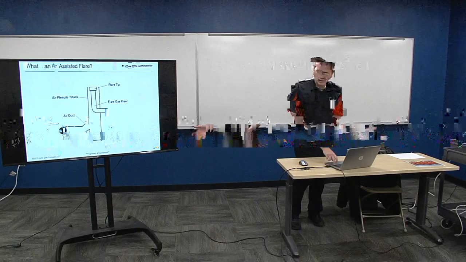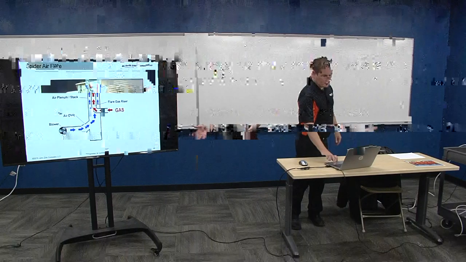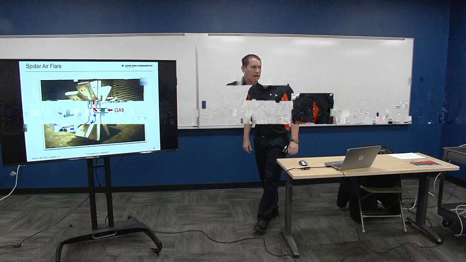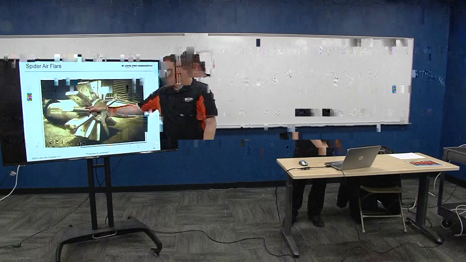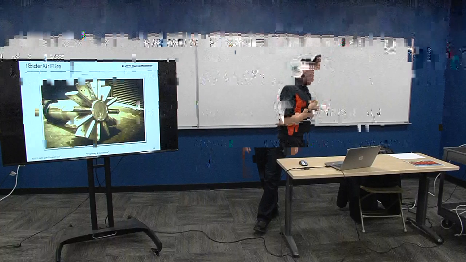So as you see here, you've got the air that'll come up, the gas that'll come up, and they mix there at the top, so you can get good combustion. This is a picture of what one of these air tips or gas tips looks like that would go inside an air plenum. If you imagine, there's another pipe around that that allows the air to come up and mix with the gas that comes out each one of these holes. So it's just another way. If you don't have steam available, air flares are the way to go.